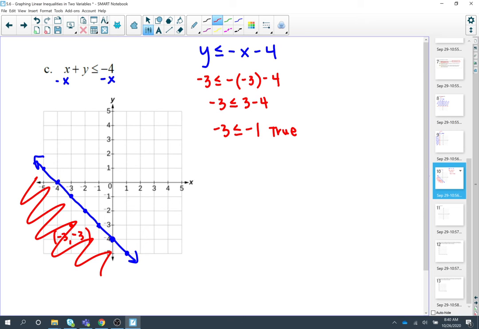If I were to pick the point -2, -5, that is a solution. If I were to pick the point -5, -2, that is a solution. Any point where I shaded in red or any point on the line, -3, -1, that is a solution to that inequality.